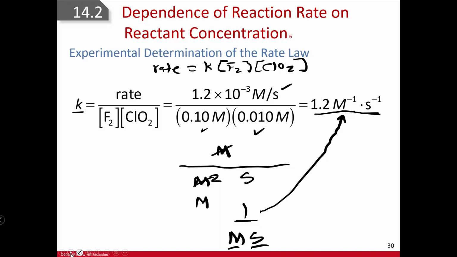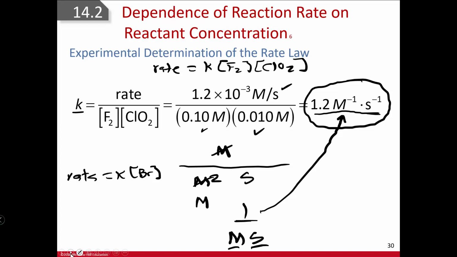You go, why is this important? Because if you know the units for the rate constant, you know the overall order of the reaction. All second order reactions are going to have these units. So the units for the rate constant clue you in as to what the overall order of the reaction is. It's super important that you know those. So like if it's first order, let's go back to this one. If rate equals K times the concentration of the bromine, all right, you know that, so K is equal to the rate divided by the concentration of the bromine.